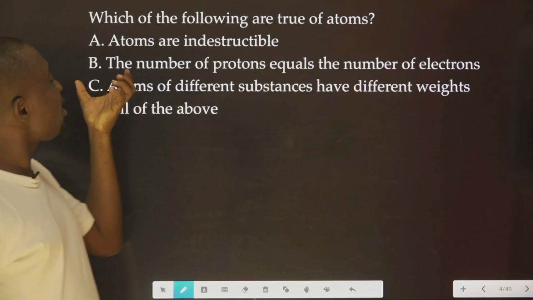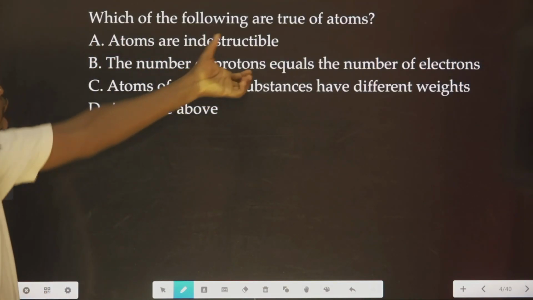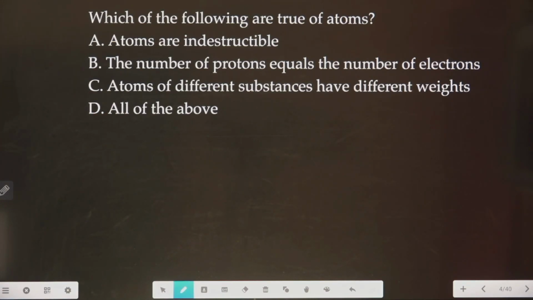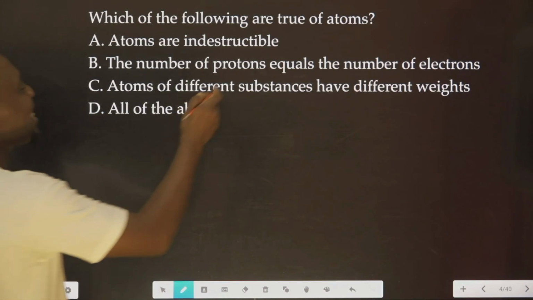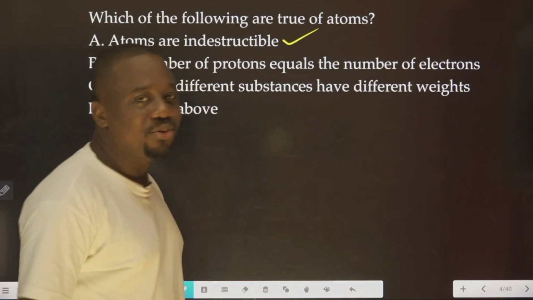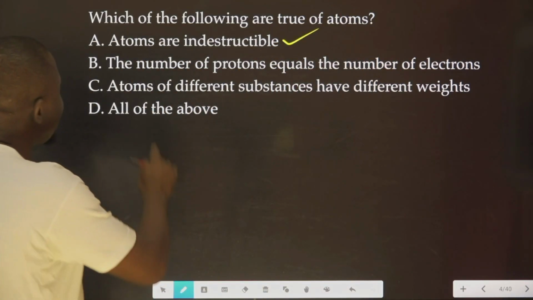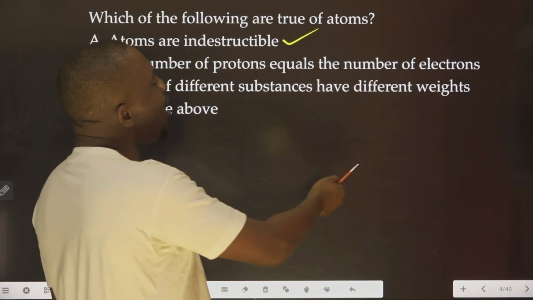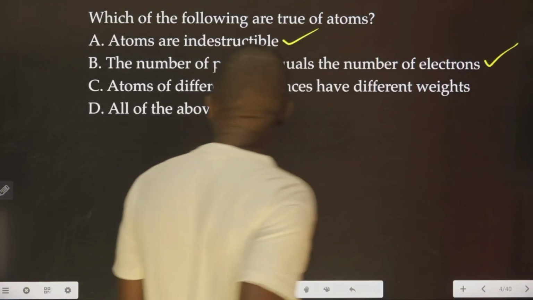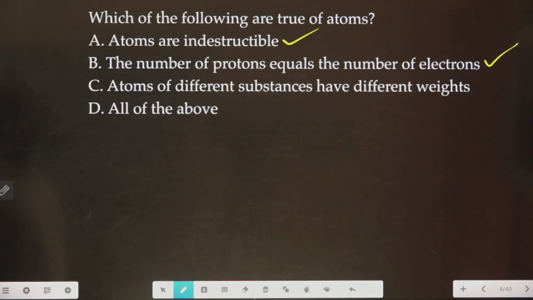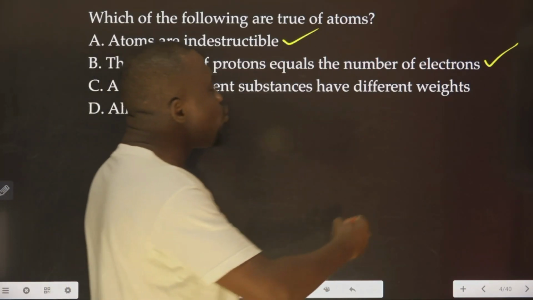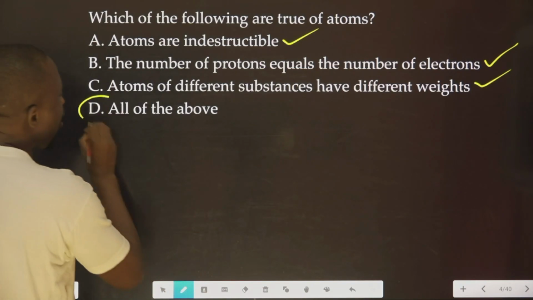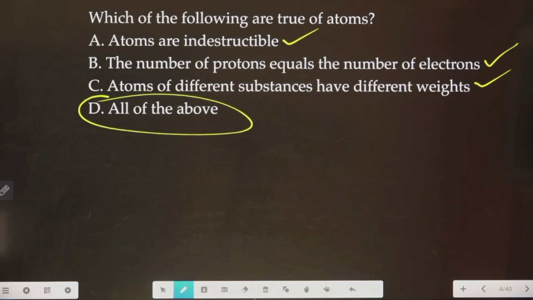Which of the following are true of atoms? The first one says atoms are indestructible. Very good. You can't destroy an atom. The number of protons equals the number of electrons. Very correct. Atoms of different substances have different weights. Very correct. So the answer is simply all of the above. That is D.